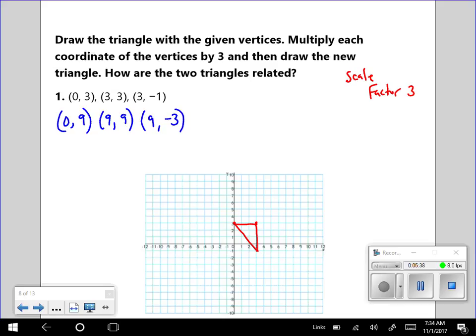So now we're going to graph our new points here. So we have 0, 9, 9, 9, and 9, negative 3.